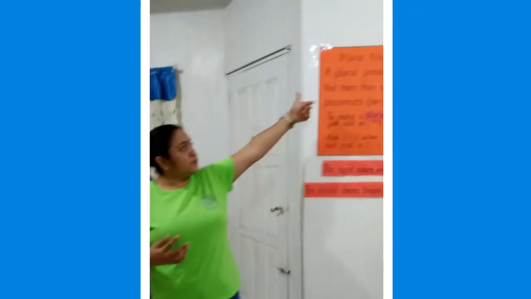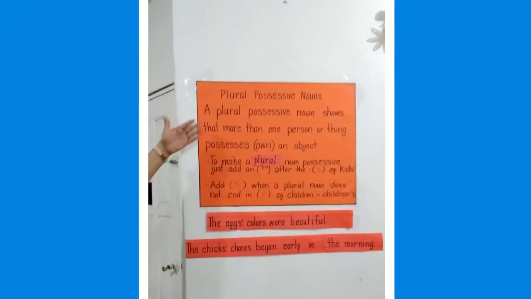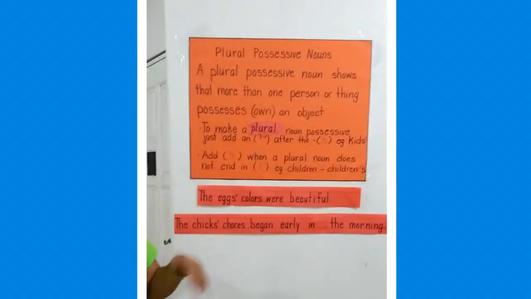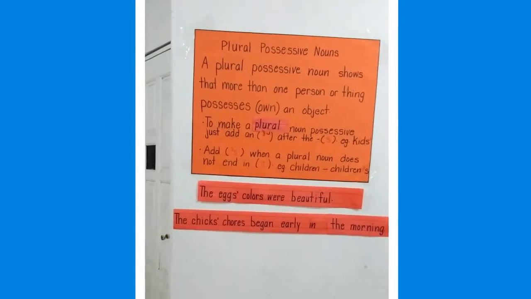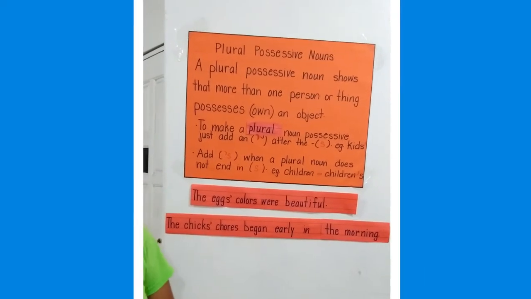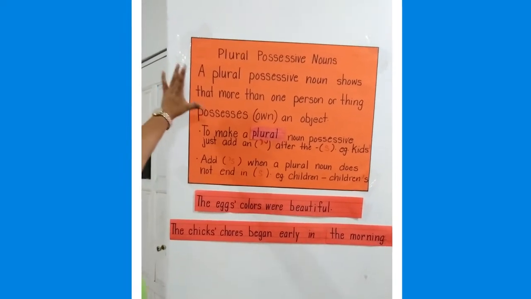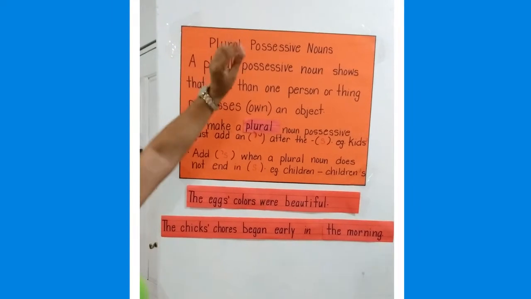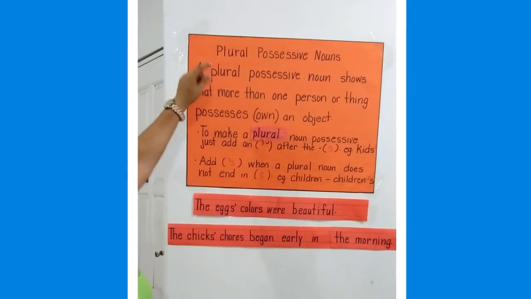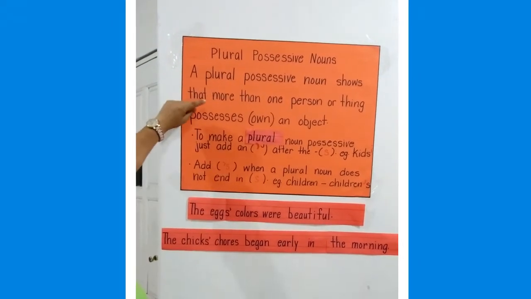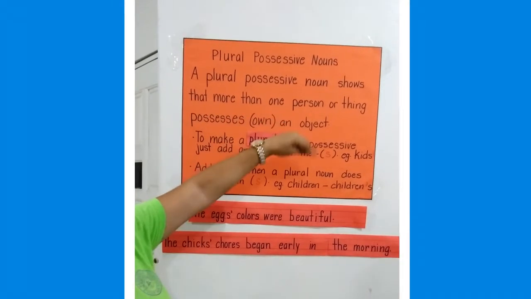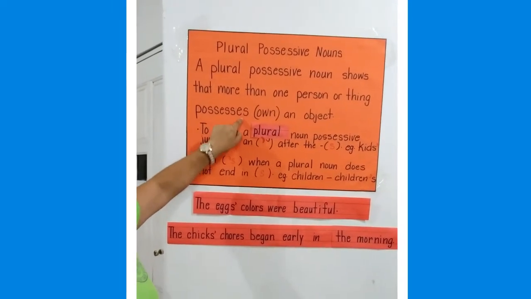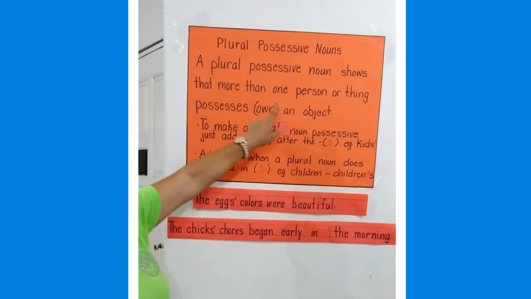Alright, let's read here to find out how we would write the plural possessive form of those nouns. We have plural possessive noun. A plural possessive noun shows that more than one person or thing possesses, which means own, an object.